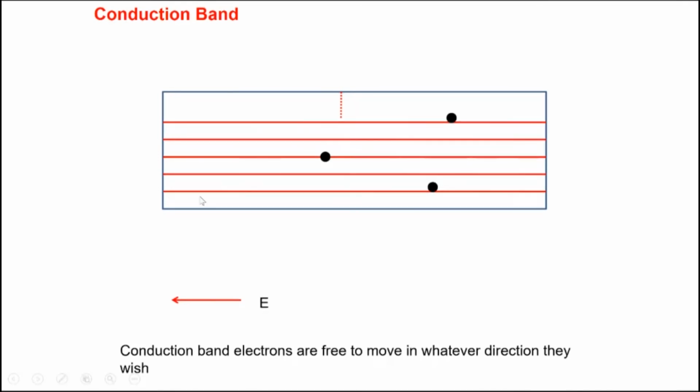Note that when we draw an energy level like this here, this energy level spans the entire crystal. This energy level doesn't belong to a single atom. This energy level in a band belongs to the entire crystal. So this electron is free to move anywhere in the crystal. This electron is also free to move anywhere in the crystal, and this electron too.